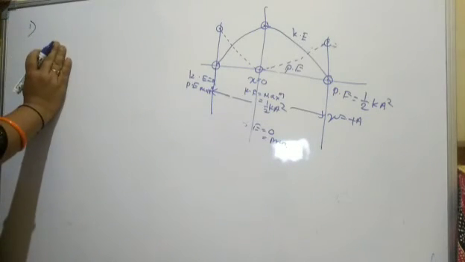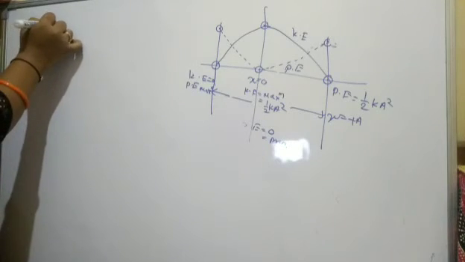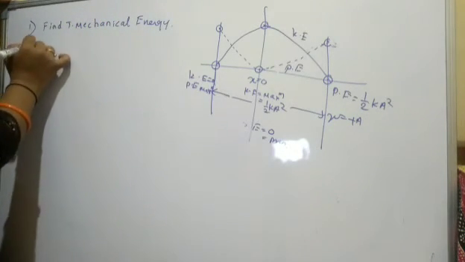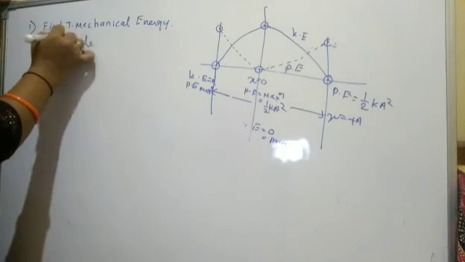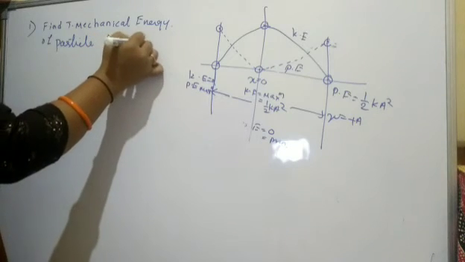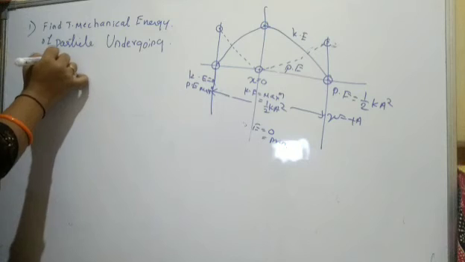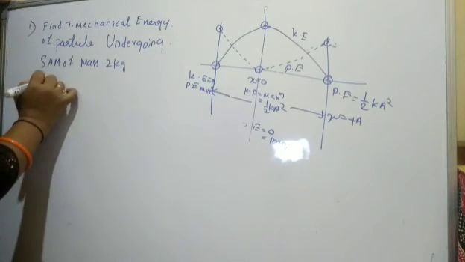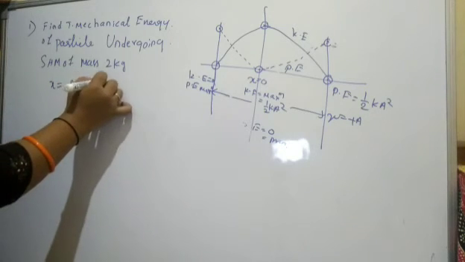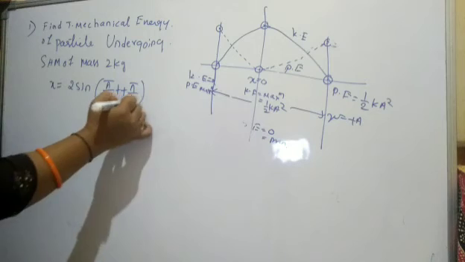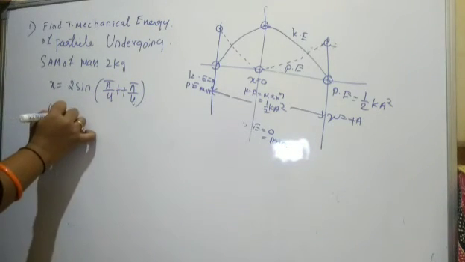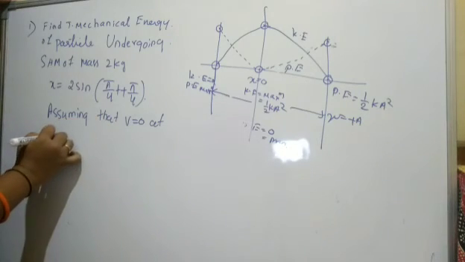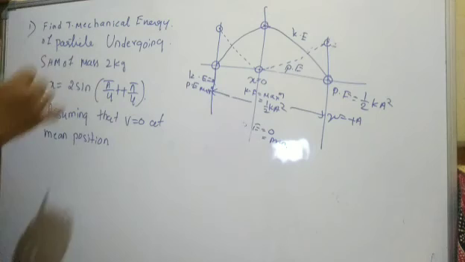Now find the total mechanical energy of a particle undergoing simple harmonic motion of a mass 2 kg, and x is equal to 2 sin(pi by 4 t plus pi by 4), assuming that velocity is equal to 0 at the mean position. So we need to find out the total mechanical energy.